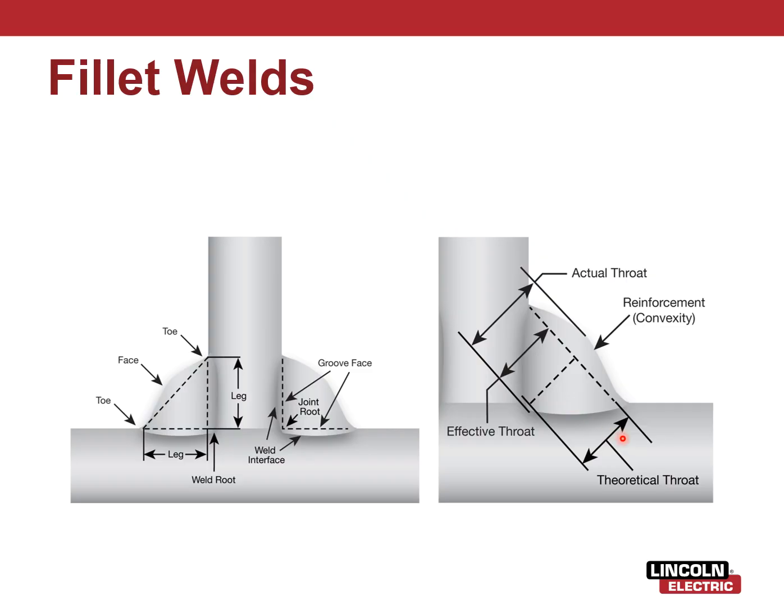And then the theoretical throat is from the greatest distance of penetration to the line between the toes. The theoretical throat goes to where the material first intersected. Okay, so actual throat, effective throat, and theoretical throat. And then this is your reinforcement. That's the convexity of the weld.